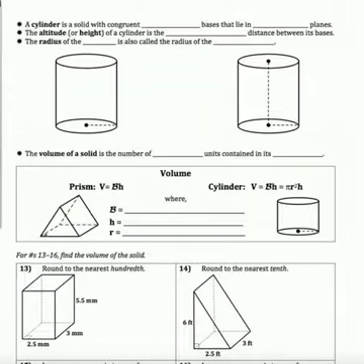A cylinder is a solid with congruent circular bases that lie in parallel planes. The altitude or the height of a cylinder is the perpendicular distance between its bases. And the radius of the base is also called the radius of the cylinder. So in a cylinder, our base would be the circles.